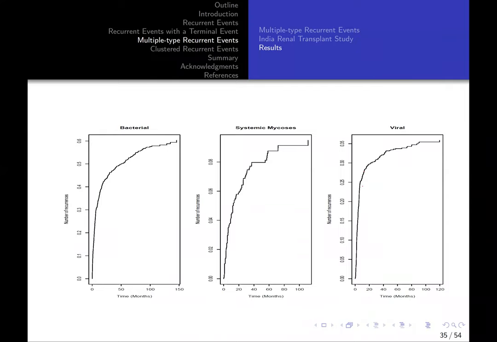Since we forced everything, you can see that on average, over 150 months, which is over 10 years, the number of recurrences for bacterial is a little bit smaller, but the viral is much higher because there was a lot of CMV, and mycosis was also very low. You can see the number of recurrences on the scale.